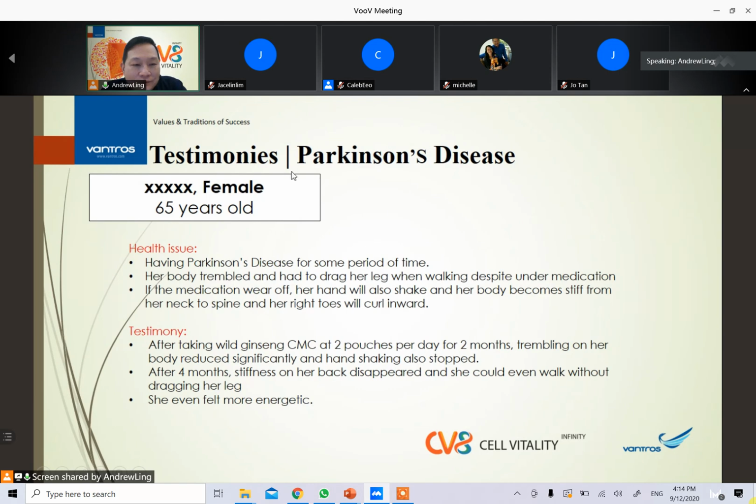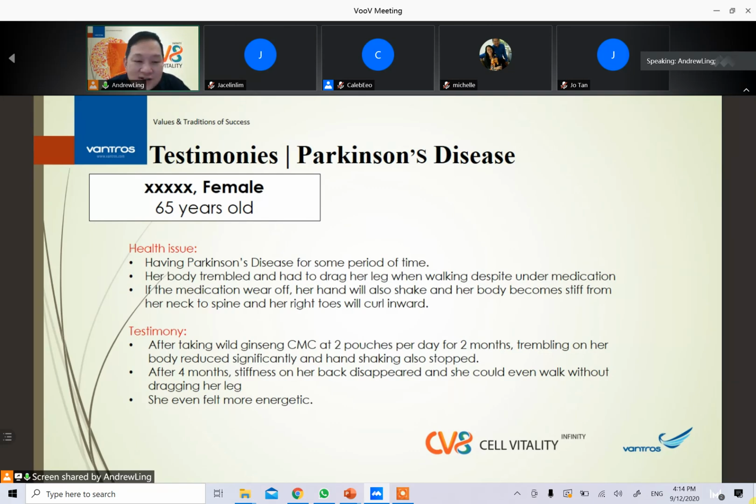This is a Parkinson test subject. This particular female, 65 years old, has had Parkinson's disease for some time already. Her body always trembles, and when she walks, she always has to drag her leg. She couldn't walk properly, always dragging her leg despite being under medication. If the medication wears off, her condition becomes even worse. Her hand will shake, her whole body will become stiff from neck to spine, and even her right toe will actually curl inwards.